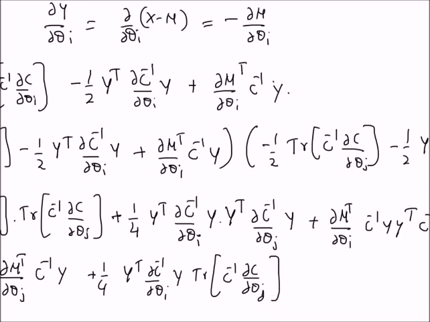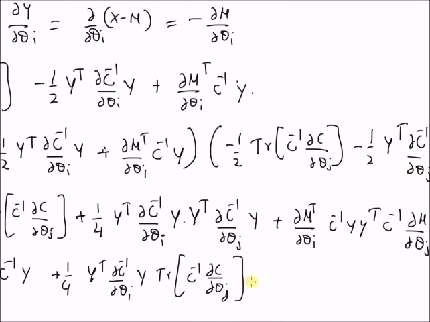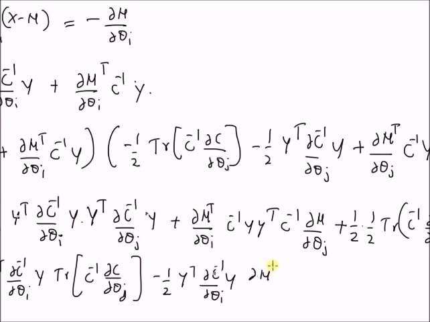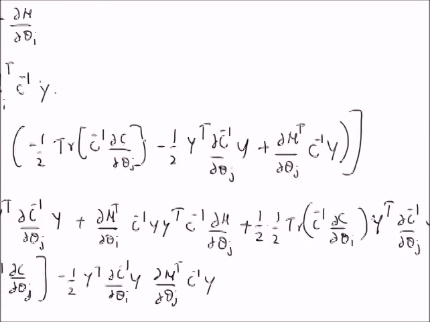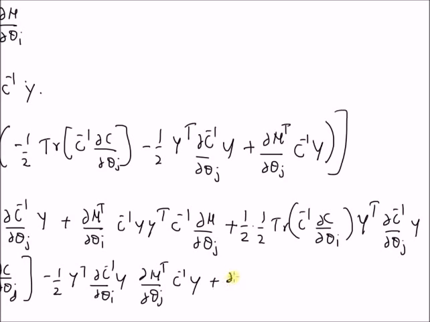And the next term is the product of second term and the third term, which is minus 1 by 2 y transpose derivative of C inverse theta I y derivative of mu transpose with respect to theta j C inverse y. And the last two terms are plus derivative of mu transpose theta I C inverse y minus 1 by 2 derivative of mu transpose theta I C inverse y trace of C inverse derivative of C theta j.